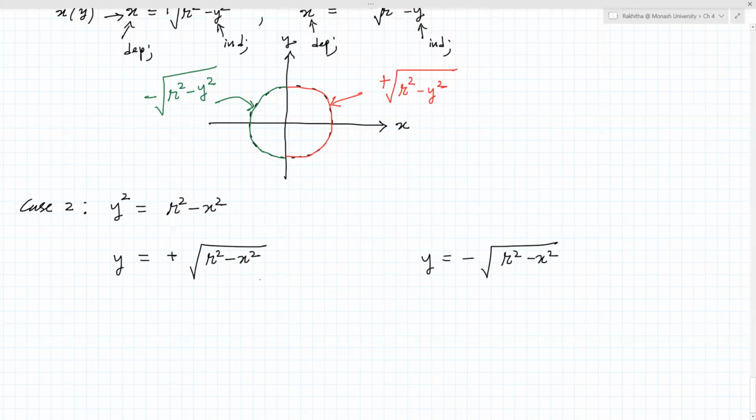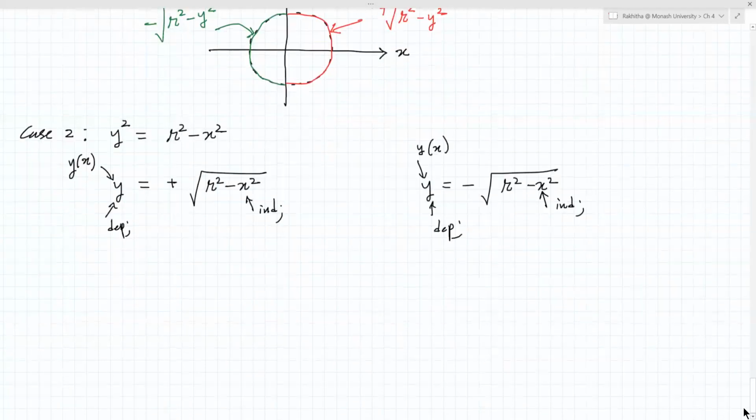Now, by looking at this, you can understand that x is acting as the independent variable. This y is acting as the dependent variable, right? Independent variable, dependent variable. Now, you can see, similar to the previous one, y is a function of x, right? You can see x is the independent variable. Here, again, y is a function of x. Okay, good.